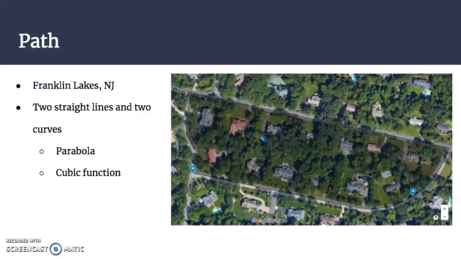For this project, I decided to find the length of a path in my neighborhood in Franklin Lakes, New Jersey. I use this path whenever I walk my dog or take a nice bike ride, so I thought it would be very interesting to find the length of this path. The path consists of two straight lines, one on Ginger Lane and one on Peachtree Lane. It also has two curves, one on Orchard Lane and one on Ginger Lane.